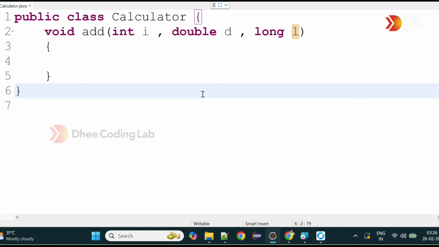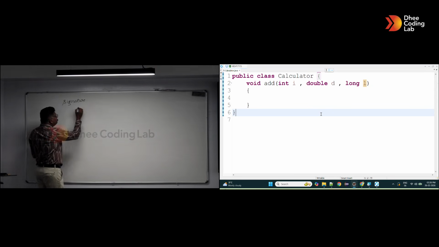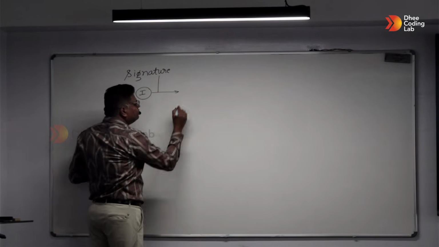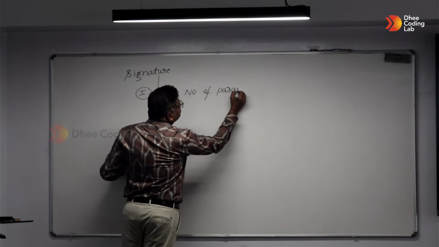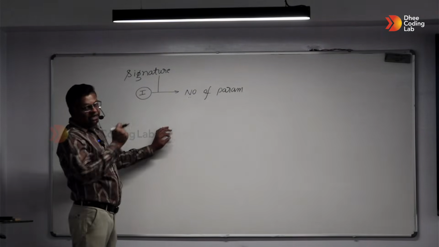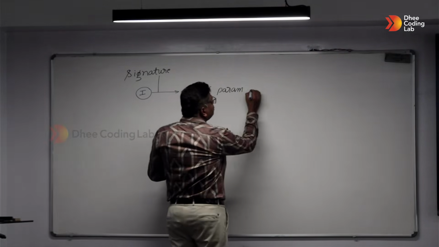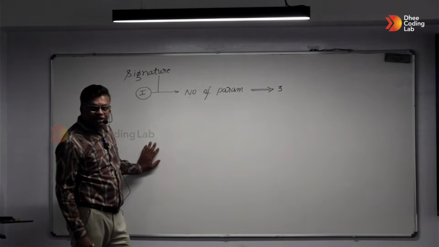Now, for example, if someone asks you, describe the signature of the add method. Listen to me, describe the signature of the add method. So you have to describe in this way. First of all, whenever you are describing the signature, you have to go in the priority. The first priority is always given to the number of parameters. In our case, if someone asks you to describe the signature of the add method, how many parameters are there in our example? Three parameters are there. Clear?